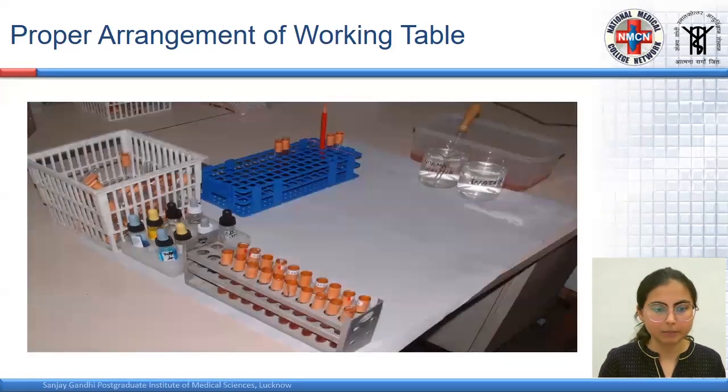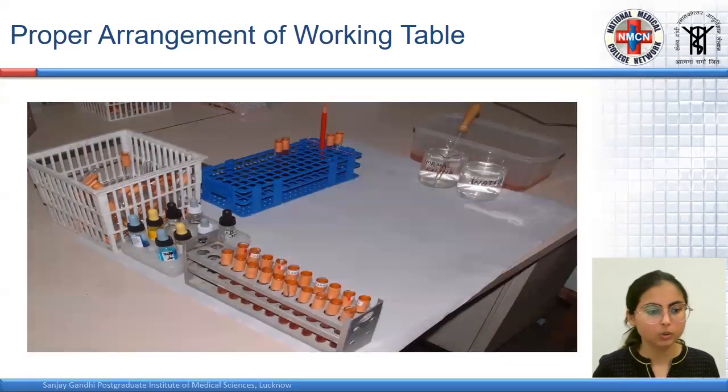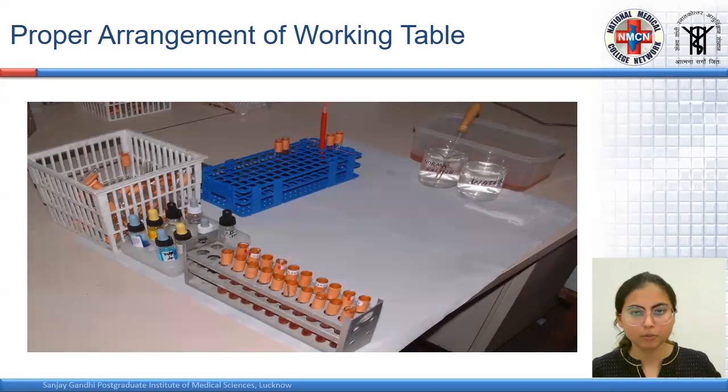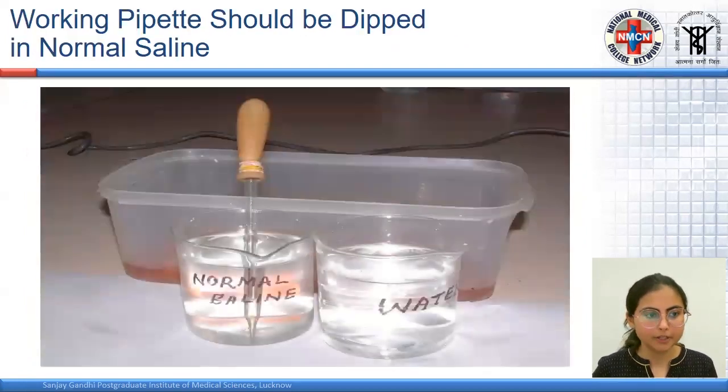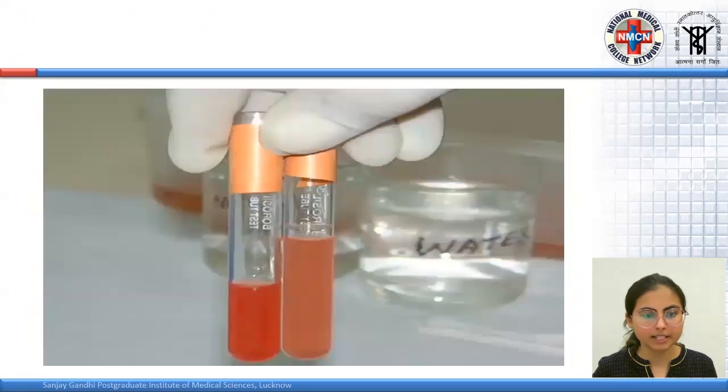This is how a working table should look. You have a basket which contains empty test tubes. Then you have a test tube rack, anti-sera, normal saline, and water; distilled water is preferred. Then you have a pipette, a tub for disposing the liquids, and the table should be covered by a clean blotting paper. The pipette should be dipped in the normal saline at rest.